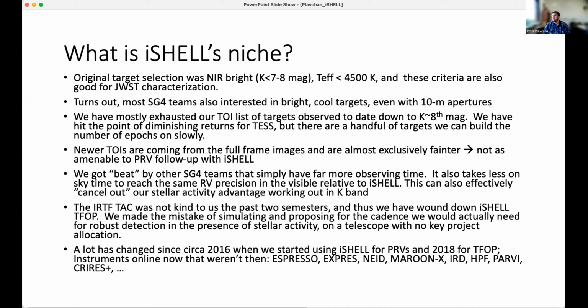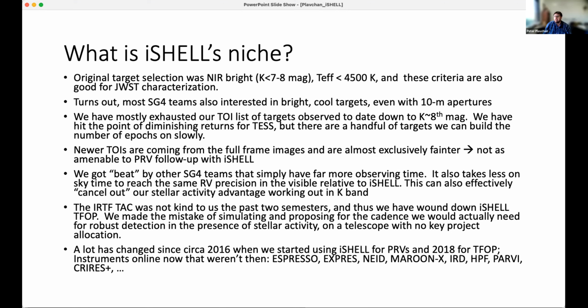So what's iShell's niche? The original target selection was near-IR bright, which was also good for JWST characterization. It turns out most SG4 teams were also interested in bright, cool stars, even with 10-meter apertures. So we had to collaborate a lot, and I am very grateful that we were able to share RVs with all of these teams and achieve greater science results than we would have done working independently.